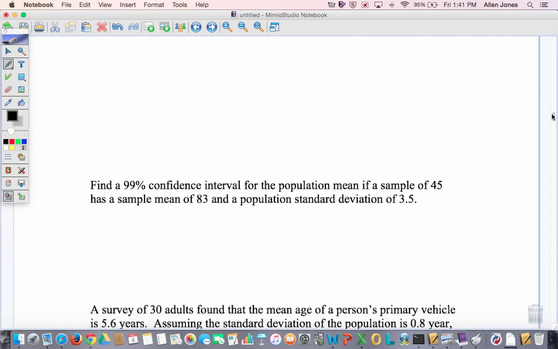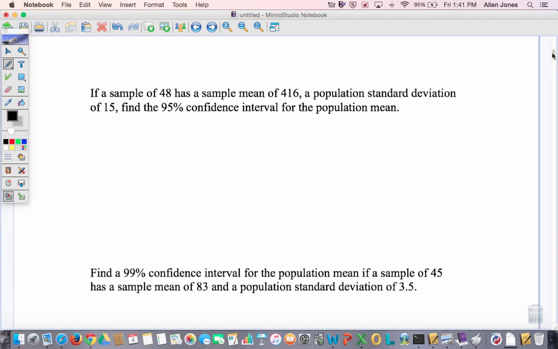We'll move on to a couple more examples of confidence intervals. A sample of 48 has a sample mean of 416. Sample mean is X bar. Population standard deviation of 15. For today's purposes, we'll just identify that, and I'm going to note that it is the one indicator that tells us to use table E or a z-score: knowing the population standard deviation. Population standard deviation is 15. Find the 95% interval for the population mean.